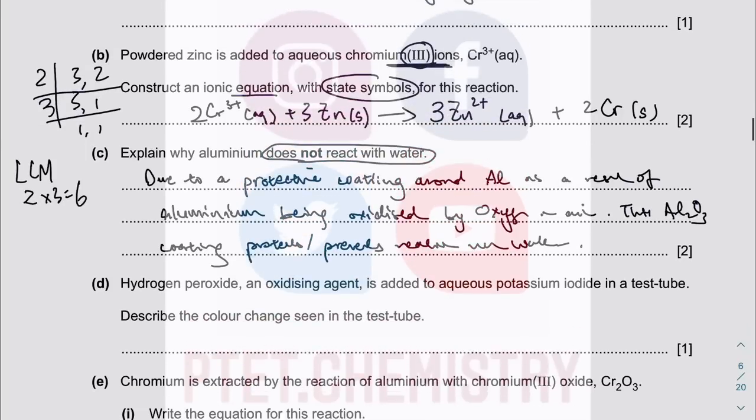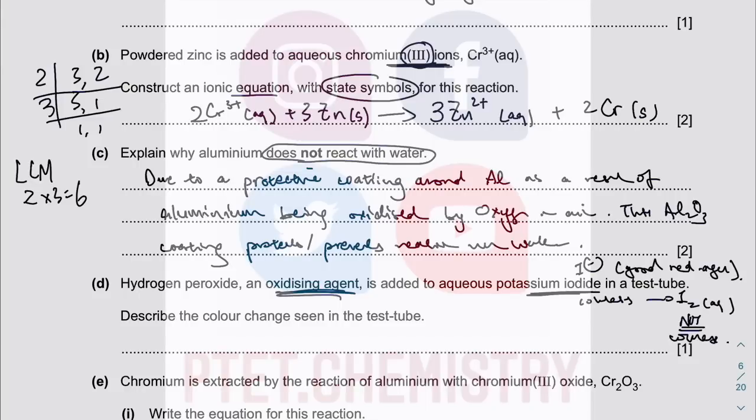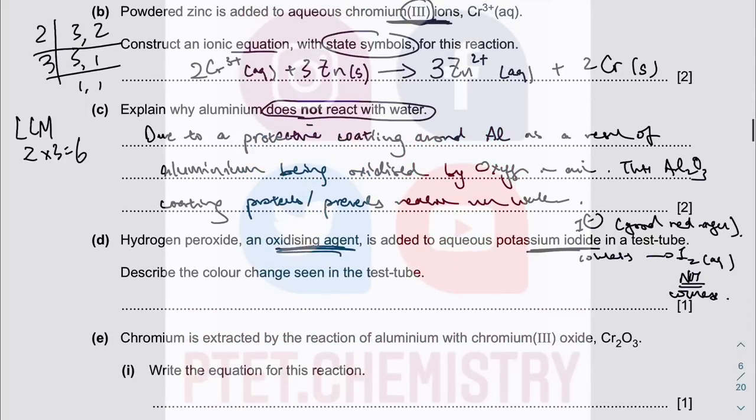Okay, next bit. Hydrogen peroxide, an oxidizing agent, is added to KI. So I minus is a very good reducing agent. And what you will get is this one is colorless, but it will form I2, which is aqueous in solution. This is not colorless. So you should know the color of aqueous iodine. So this is going to go from colorless to brown solution.